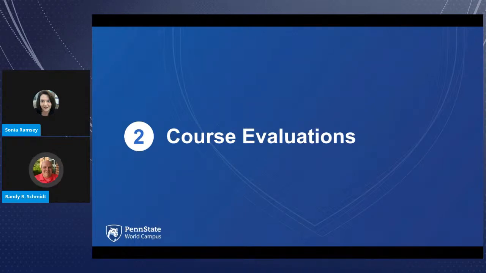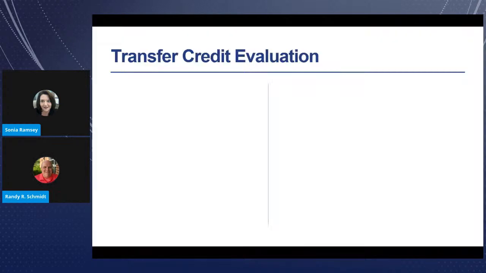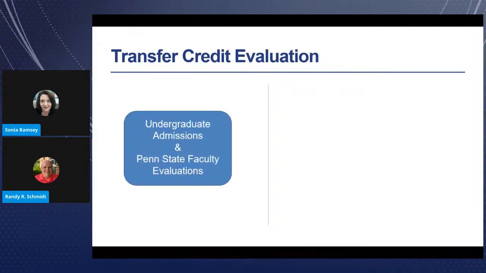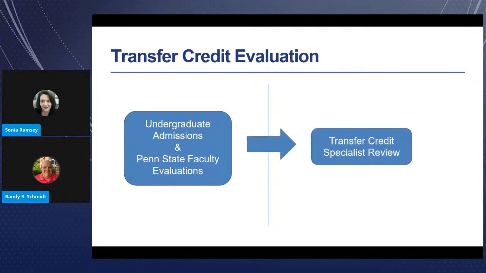And now we will address course evaluations. There are two review parts of the transfer credit evaluation process. The first part of the review is done by the undergraduate admissions office and the Penn State faculty. The second part is done by the transfer credit specialist to see where transfer courses might apply to your intended degree.